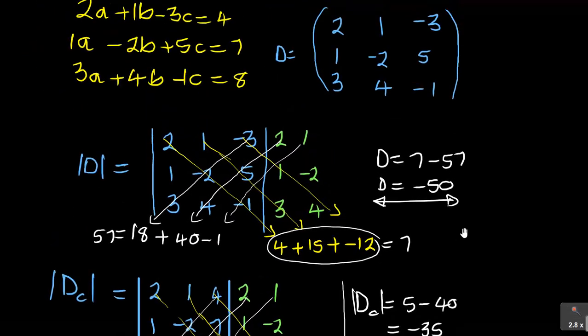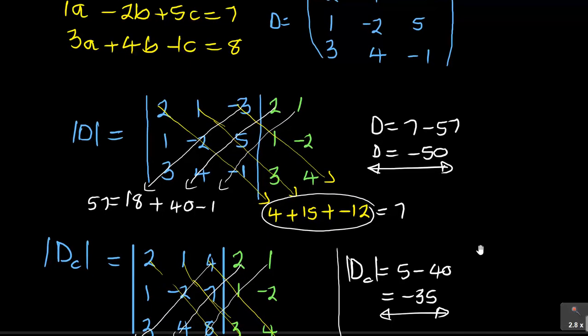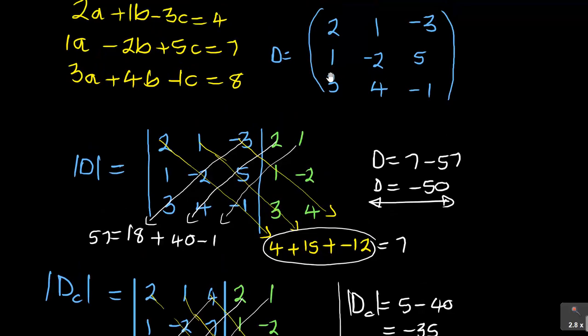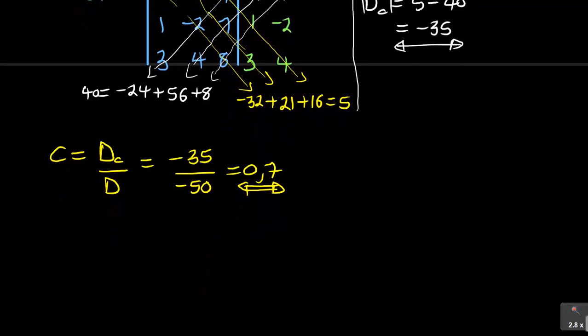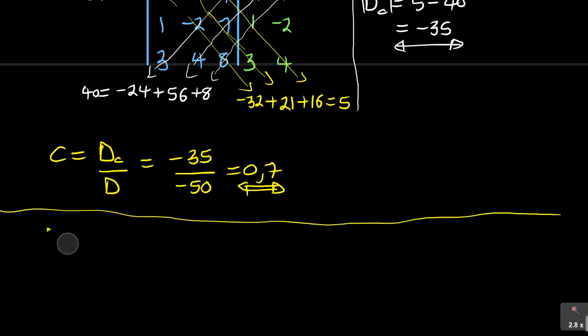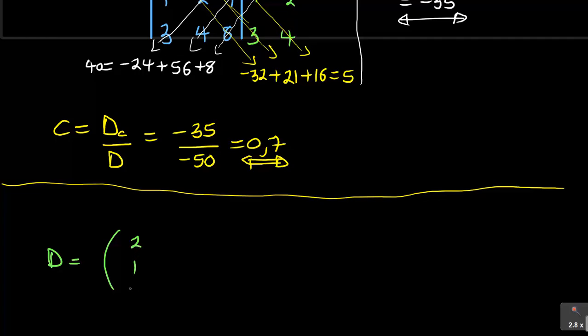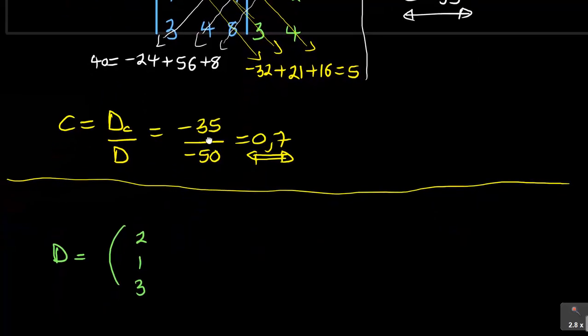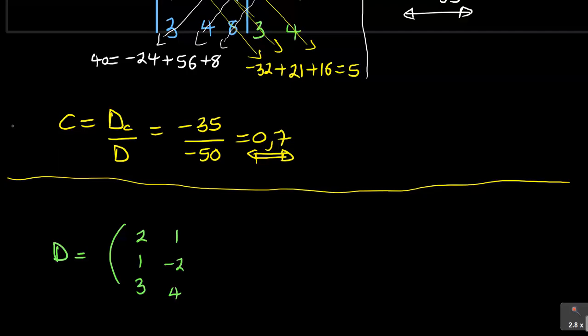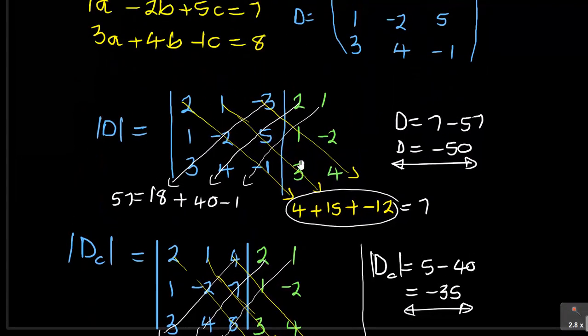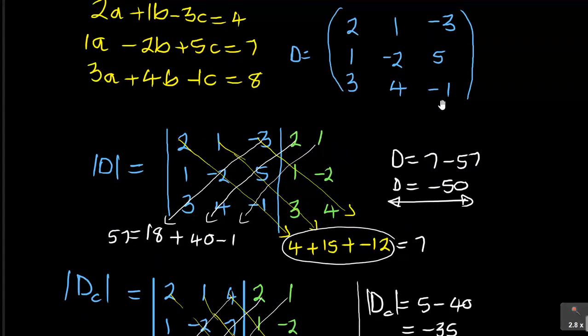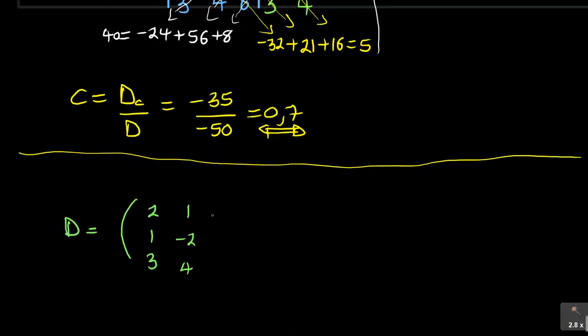What I'm given here, as you can see, I'm going to rewrite my matrix for my D. D is equal to, if I can just use a different marker, 2, 1, 3, and then 1, minus 2, 4, and then minus 3, 5, minus 1. So this is what I'm having here.